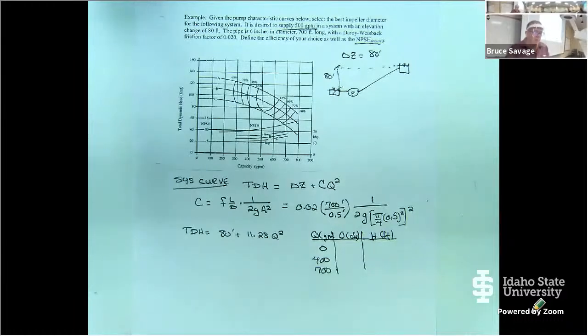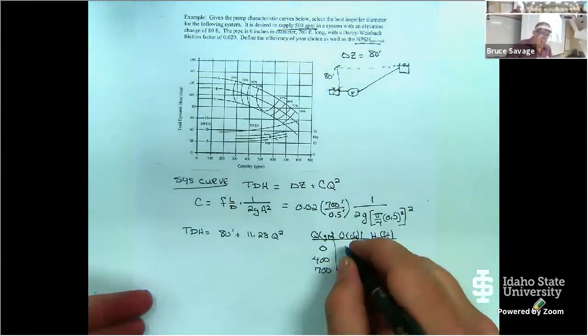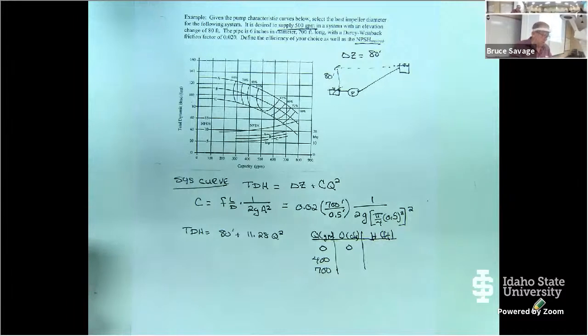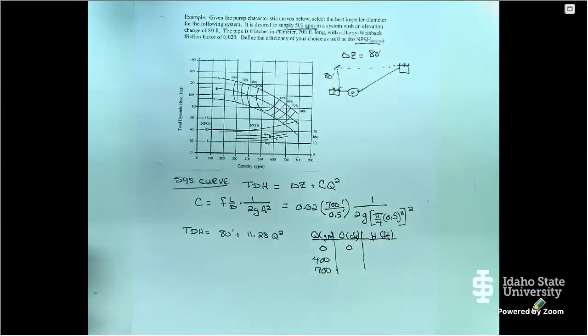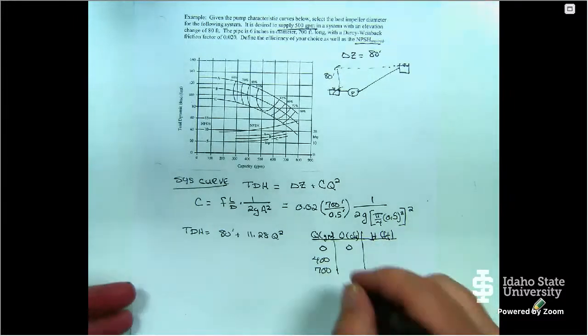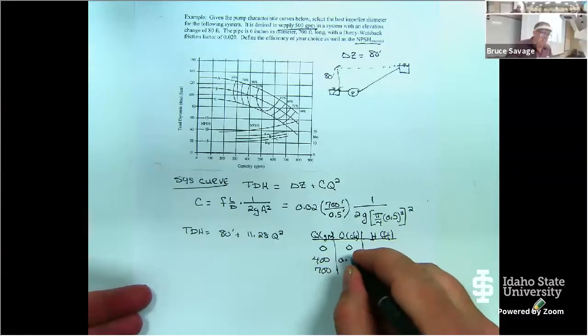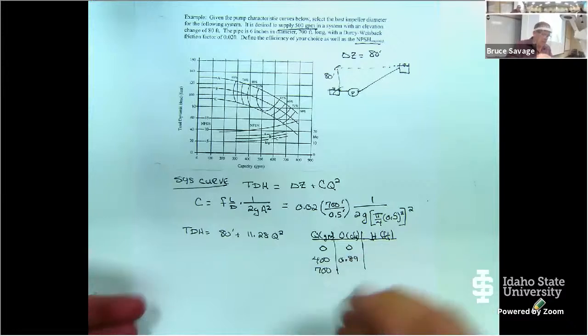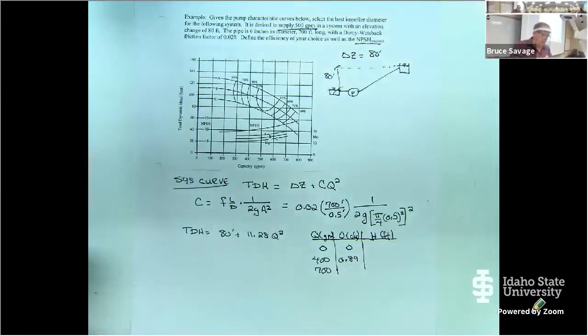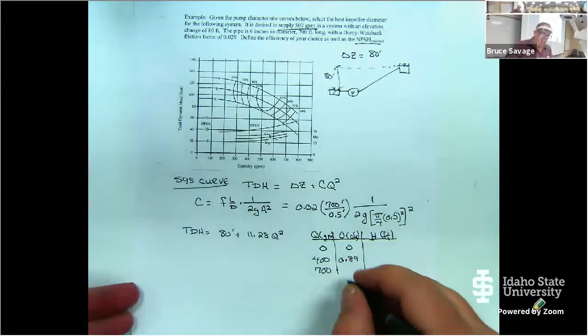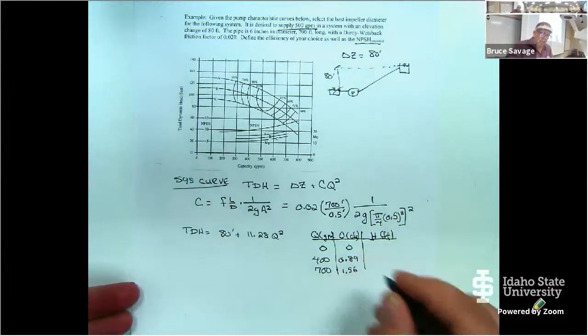Now I'm going to convert those over to CFS. So 0 gallons per minute is obviously 0. 400, I'm going to turn this 400 into cubic feet per second, so 0.89, and 700. Converting that over is going to be 1.56.